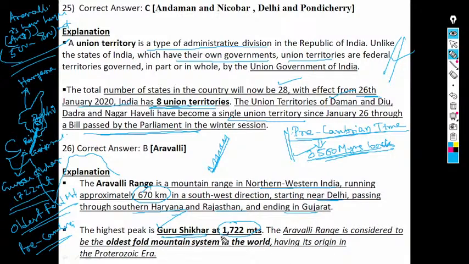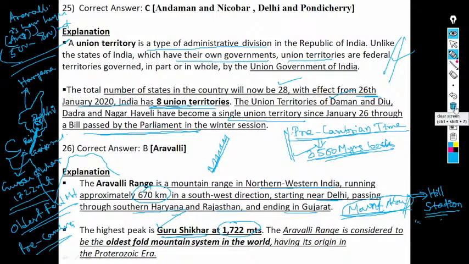Guru Shikhar is at Mount Abu, the highest peak in the Aravalli range. Mount Abu is a hill station. There is also the Prajapita Brahmakumari spiritual organization at Mount Abu. It's a good place.